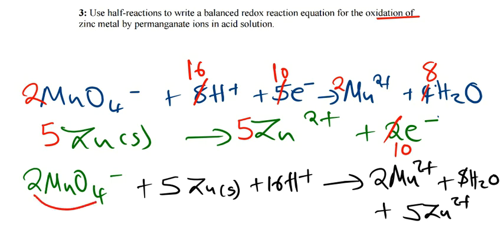The number of oxygen here is 2 times 4 gives us 8, which is the same there. We've got 5 zinc, 16 hydrogen. Okay, so basically that's how you handle question 3.